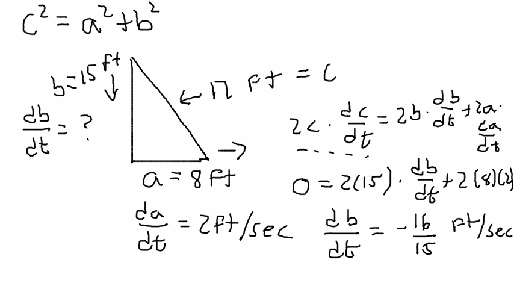The reason this is negative is because the distance from the top of the ladder down to the ground is getting shorter and shorter. It's getting smaller as opposed to larger. If you're a car pulling away from an intersection, the distance is getting larger, but if you're a ladder falling down a house, it's going to get smaller and smaller.